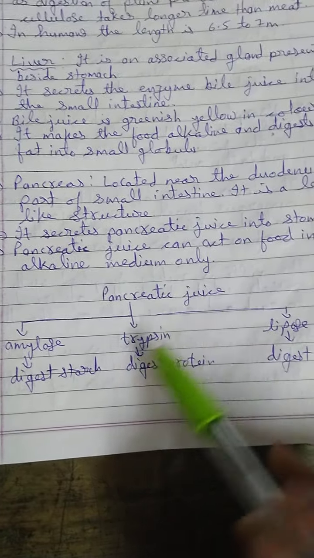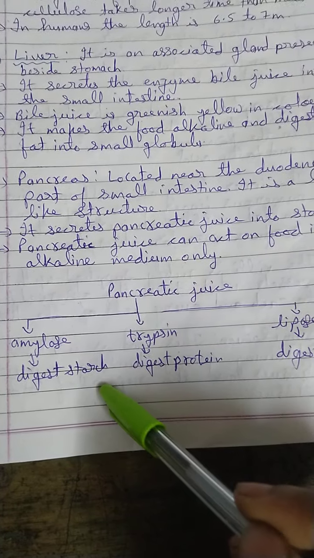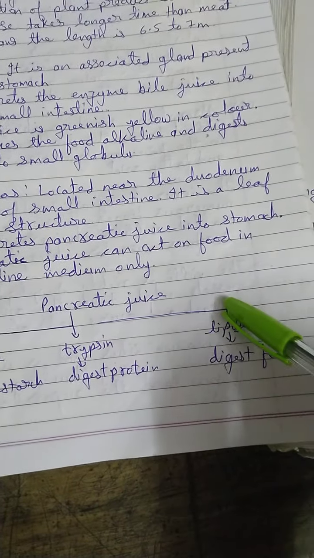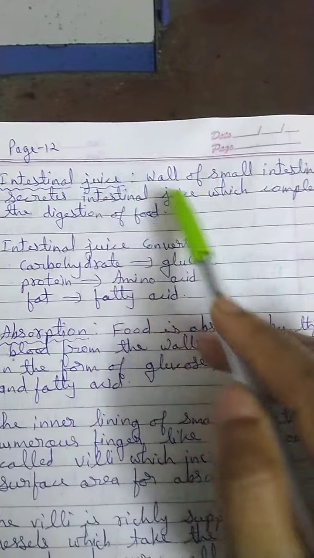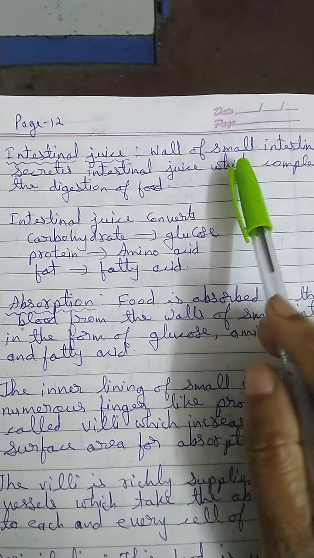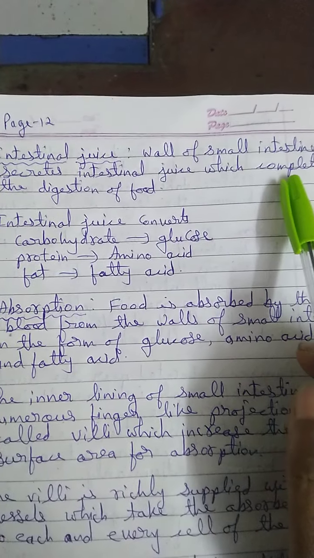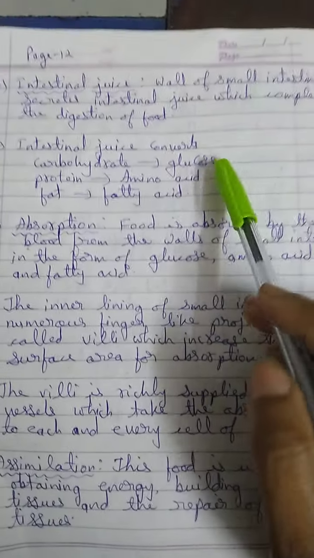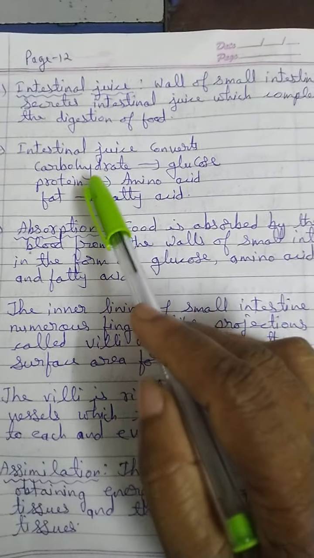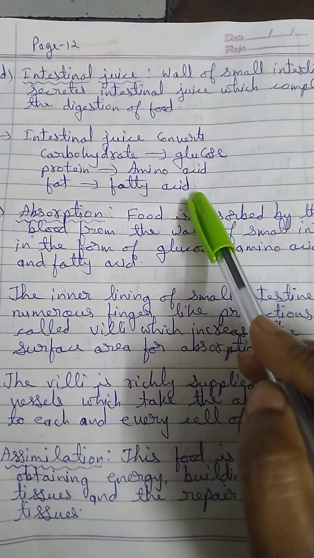Pancreatic juice consists of the three enzymes, amylase, trypsin and lipase. Amylase digests starch, trypsin digests protein and lipase digests fat. Then intestinal juice is secreted by the wall of the small intestine, and with the help of intestinal juice, the complete digestion of the food takes place. Complete digestion means food is digested in such a way that it can be absorbed by the blood. So the intestinal juice digests carbohydrate into glucose, protein into amino acid and fat into fatty acid.